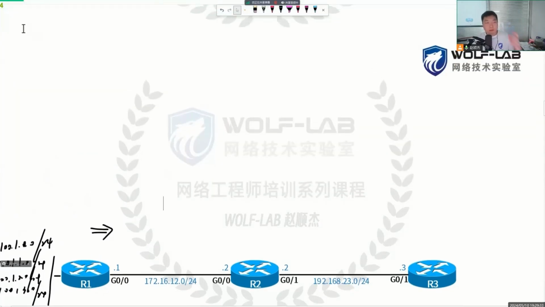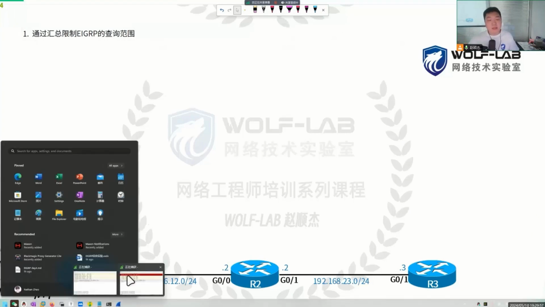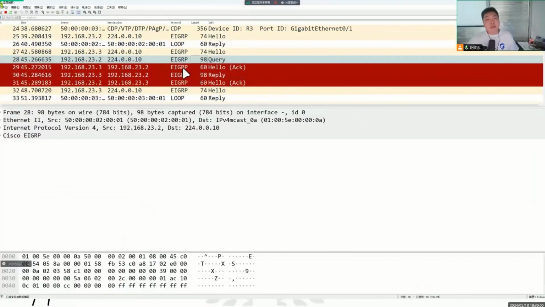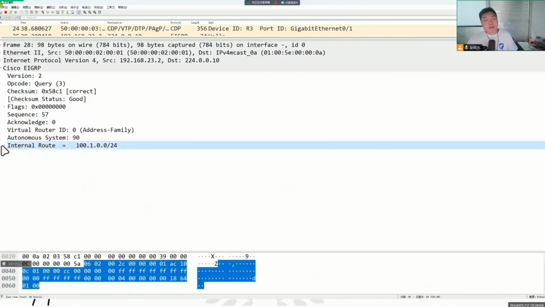So we discuss the first method, limiting the EIGRP query range, the first solution. By summarizing to limit the EIGRP query range, how does summarization limit it? Students, let's look at EIGRP's query mechanism, the characteristic of the queries it sends. Pay attention to what the query messages I send are seeking in the queried route entries.